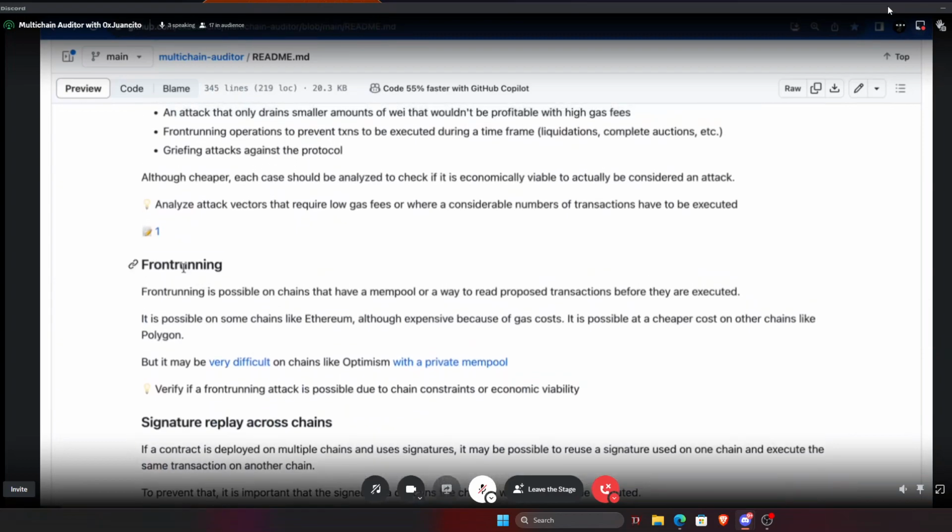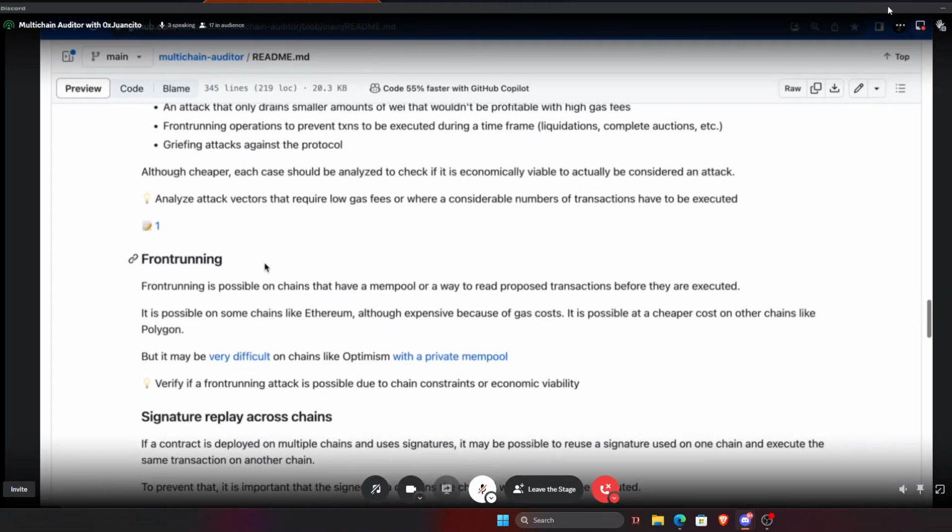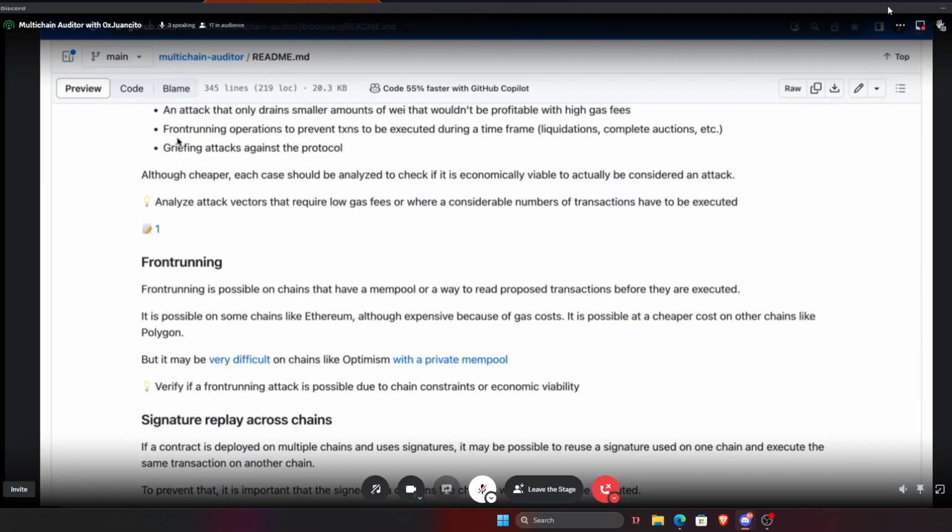And now that we talk about front running, I think you'll know what front running is. We mentioned it is when an attacker or someone wants to spend more gas to execute their transaction first before some user. So this is possible on many chains, and an example was the previous vulnerability that we mentioned.